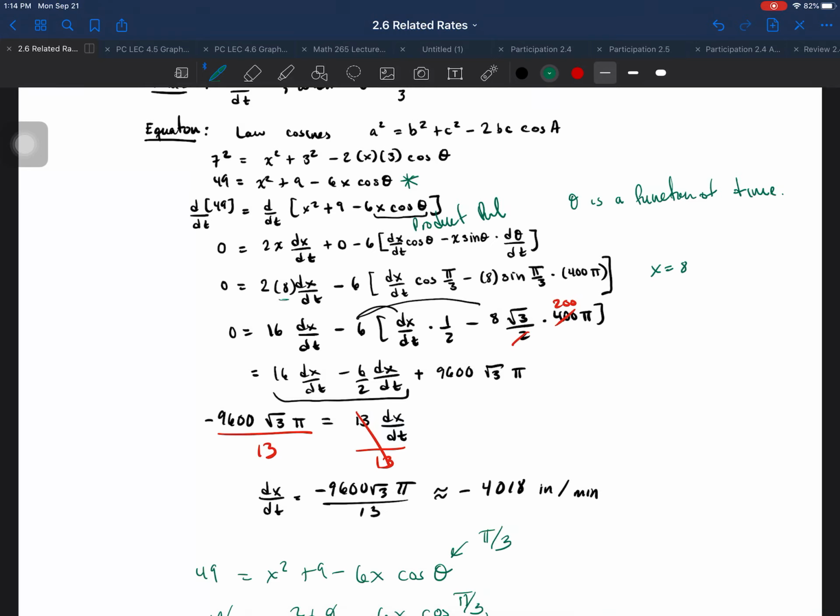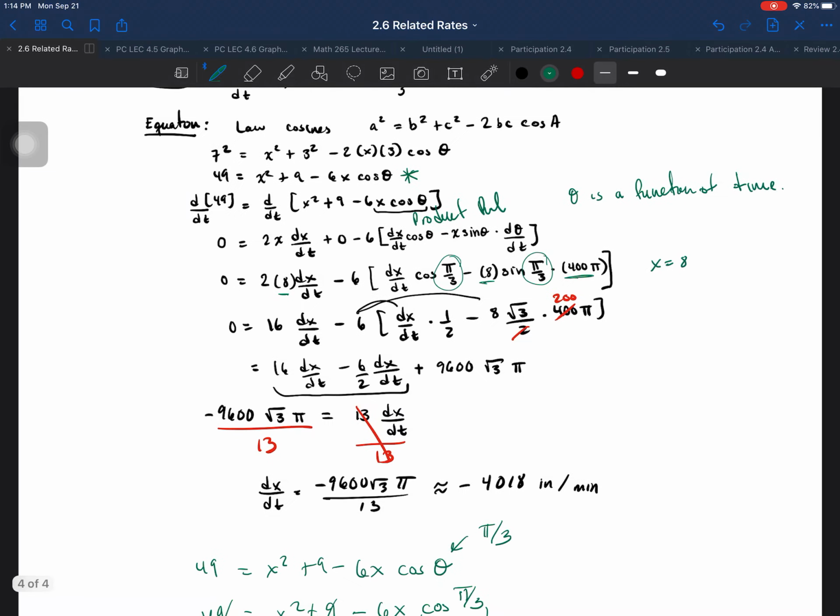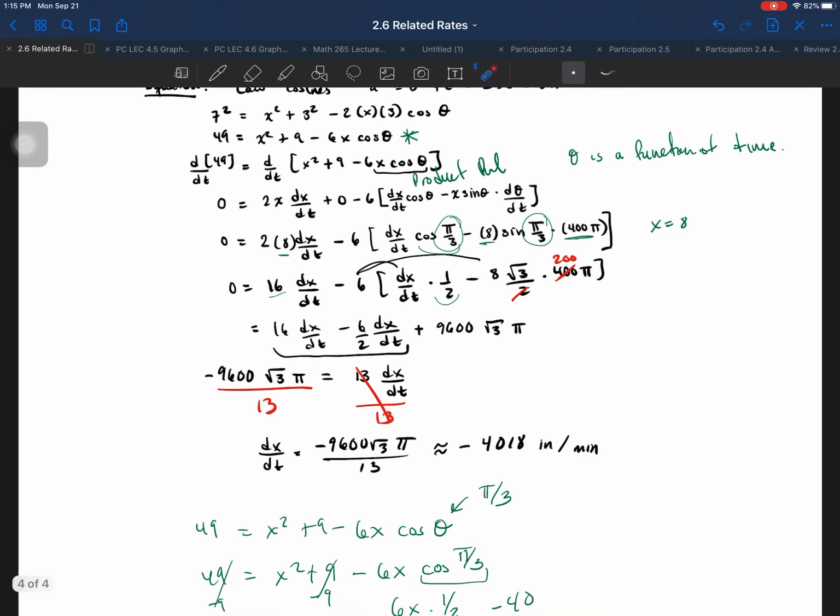So see below. Plug in the 8, plug in your theta, plug in d theta dt, and simplify, right? 2 times 8 is 16, minus 6 here. This becomes 1/2. Then we have sine of pi over 3, which is the square root of 3 over 2, which we're going to be able to simplify with that 400 that we have here, so it becomes 200 pi. And then after this it's just pure algebra. We're going to try to simplify as much as we can and then isolate the dx dt.